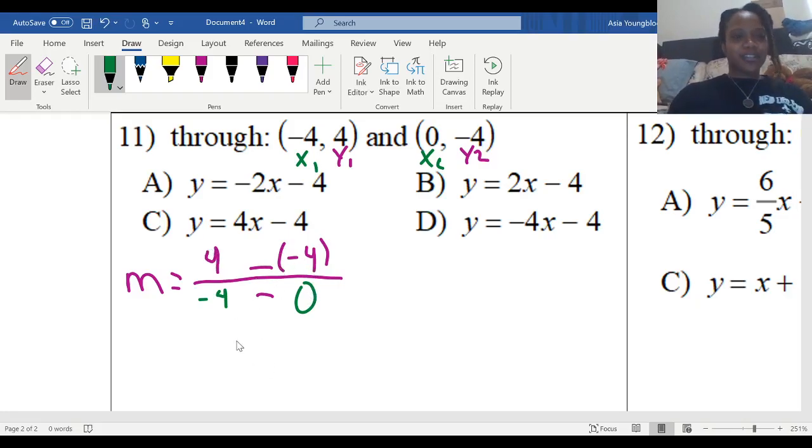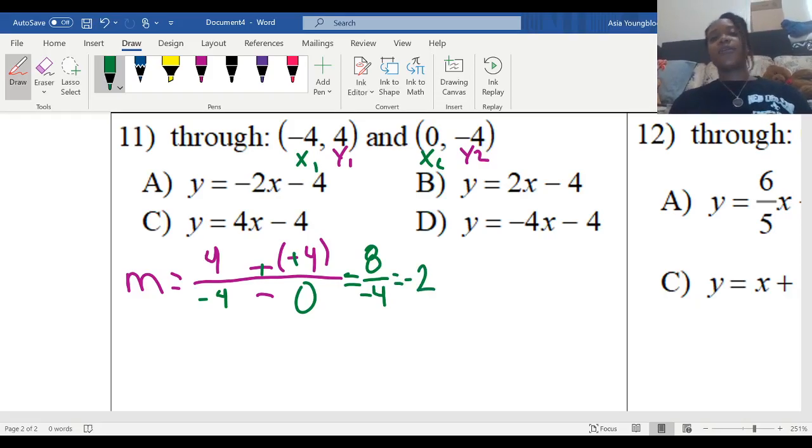I'm going to do them in my head because they're a little smaller than the other values you were working with. So 4 minus negative 4 is the same thing as 4 plus 4. So that gets us 8. Negative 4 minus 0 is negative 4. So our slope is going to be negative 2.